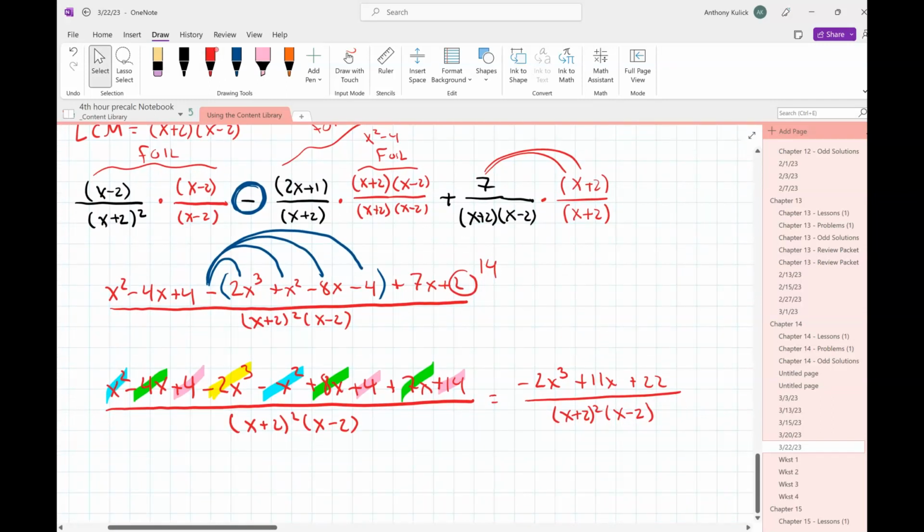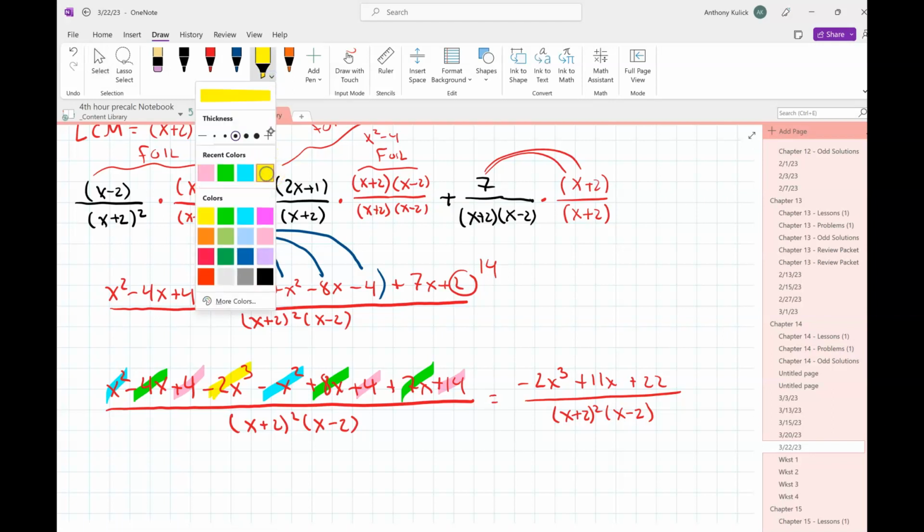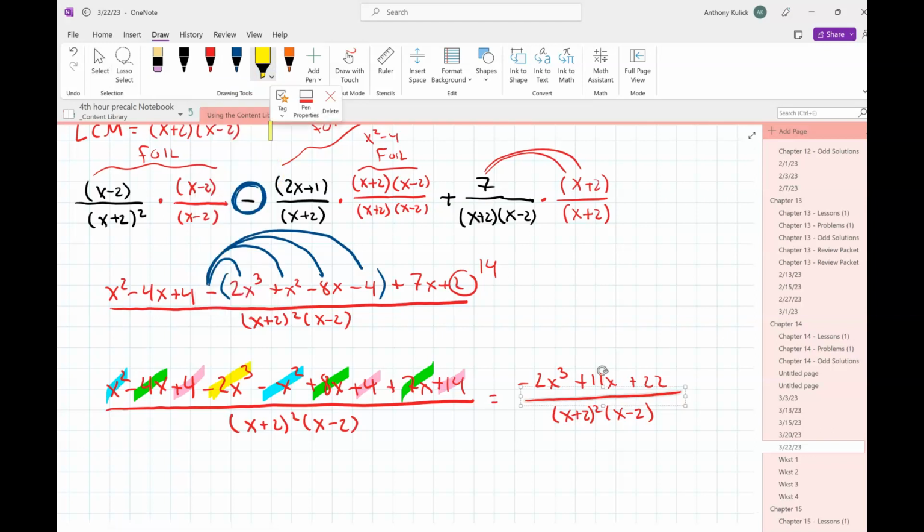My last thing I need to do is check to see if I can reduce this, right? In order to reduce this, what would I have to do? Factor the numerator. But look at the numerator. It's an x cubed. Do I know how to do anything with that? I don't have any good ideas on what to do with that. Or just call it good. What do you guys think?